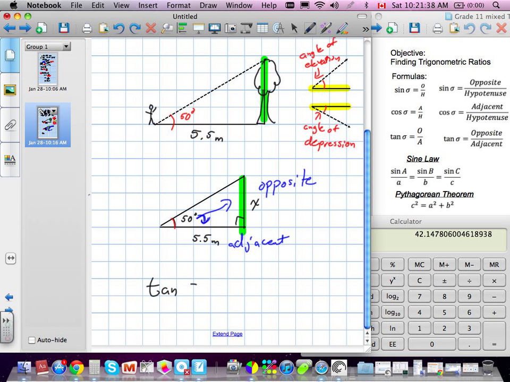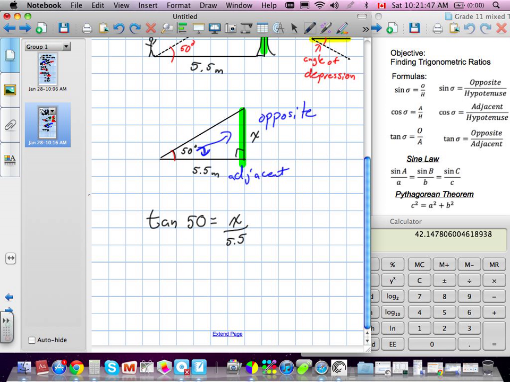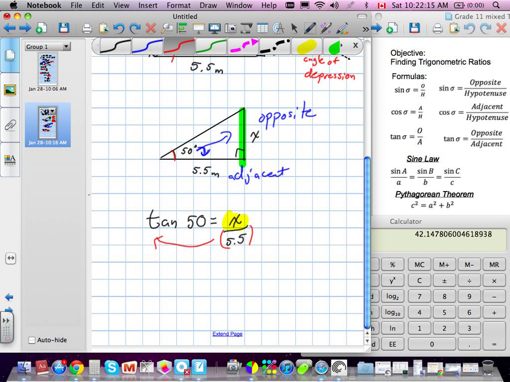Now we're trying to isolate x. So what do I have to move to the other side to get x by itself? Multiply. What do I have to multiply? We're trying to isolate x, so I want x by itself. Let's move that 5.5 over. Because this is a division sign, we have to use multiplication on the other side. So we get 5.5 multiplied by tan 50 is equal to x.